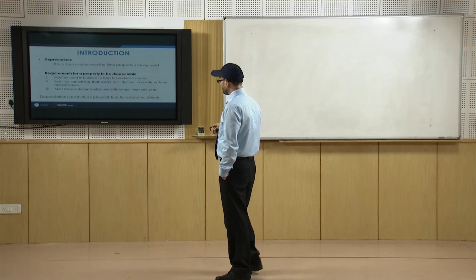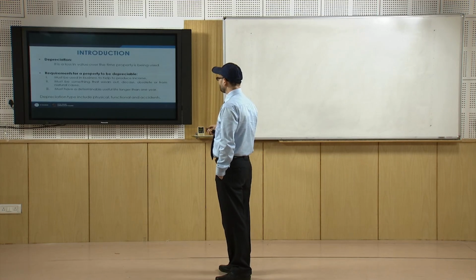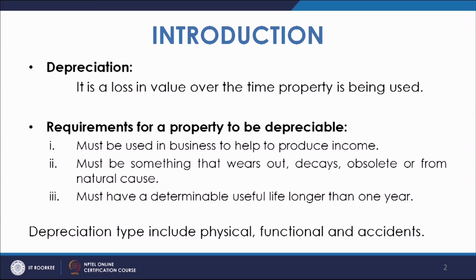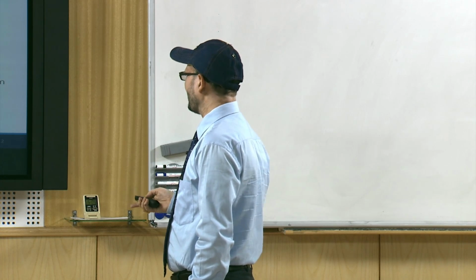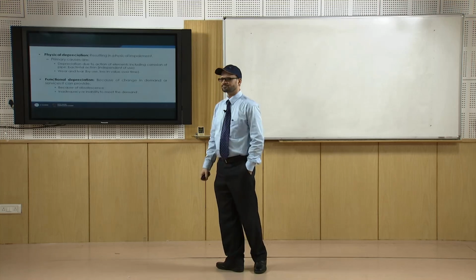Now, depreciation will be of different types: physical depreciation and functional depreciation, and also one of the reasons for depreciation is accidents. So, we will discuss physical and functional depreciation.